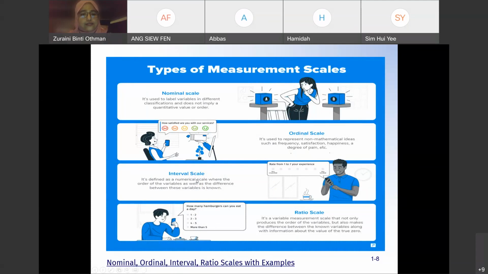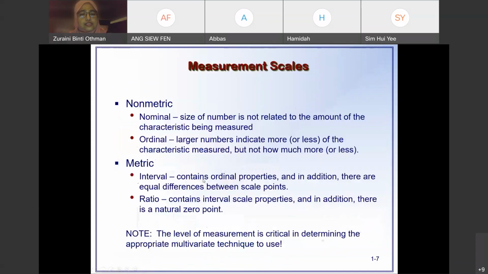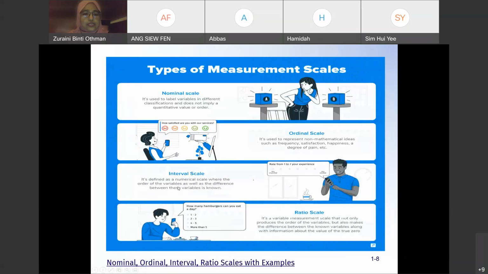And interval scale. Interval scale is in the metric category. For this interval scale, we want to measure defined as a numerical scale. For example, we want to rate from 1 to 7 for your experience, where the order of the variable as well as the difference between these variables is known. It has order, where 1 represents very unsatisfied and 7 represents very satisfied. This is what we call interval scale.